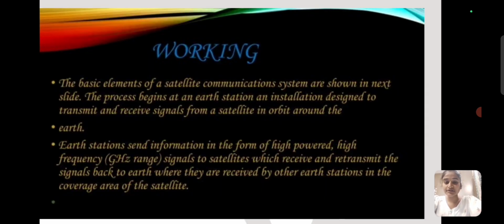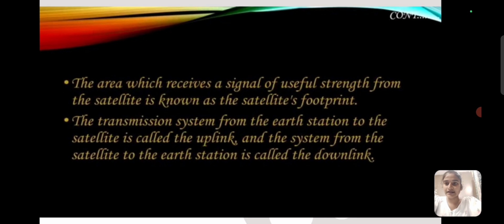So let us see how the satellite is going to work. The basic elements of a satellite communication system are shown in the next slide. The process begins at the Earth station, an installation designed to transmit and receive signals from the satellite in orbit around the Earth. Earth stations send information in the form of high powered, high frequency signals to a satellite, which receives and retransmits the signals back to the Earth where they are received by other Earth stations in the coverage area of the satellite.